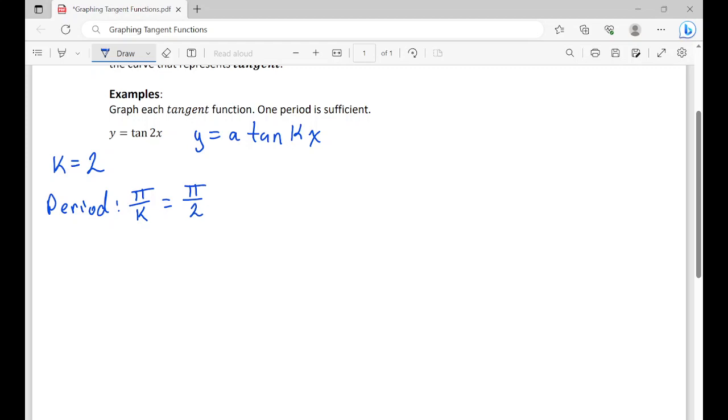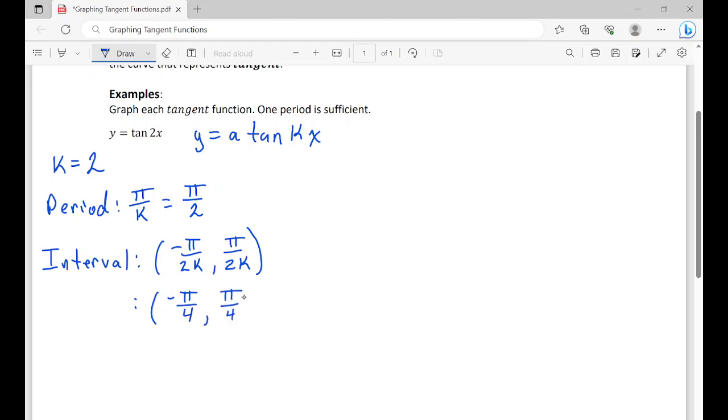Now we still got to find the vertical asymptotes, and we can find that by finding the interval. The interval can be found by doing negative pi over 2k to pi over 2k. With k being 2, that means our interval is going to be negative pi over 4 to pi over 4. Now this is the interval that we're going to graph, but this also corresponds to being the vertical asymptotes. This one here and this one here. So there are my two consecutive vertical asymptotes.